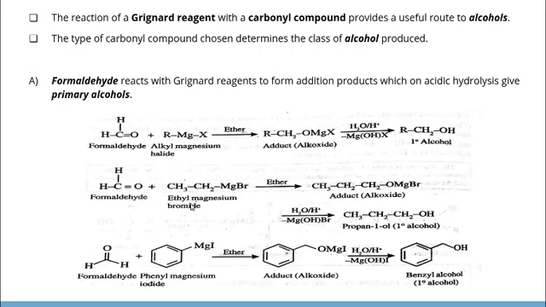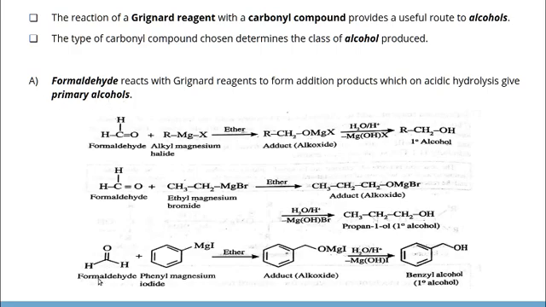So with formaldehyde, on reaction with ethyl magnesium bromide, this is a Grignard reagent molecule, in the presence of ether, first we will get an adduct, that is alkoxide, which on acidic hydrolysis we will get a primary alcohol. So with formaldehyde, the addition of Grignard reagent results in the formation of primary alcohols.